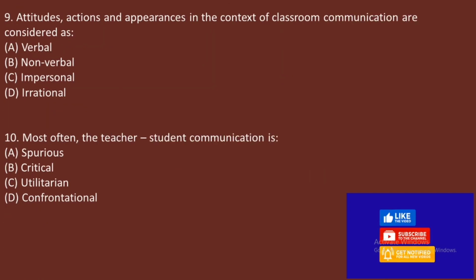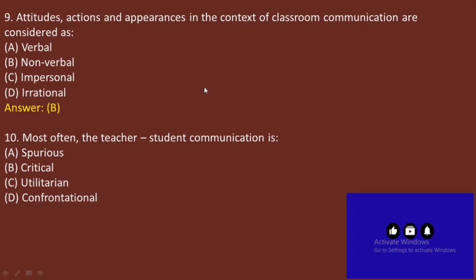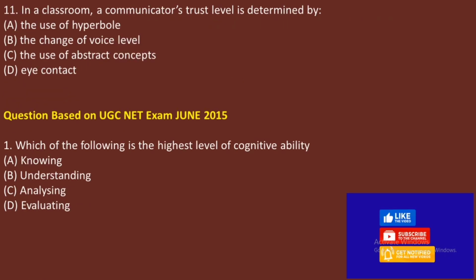Attitudes, actions, and appearances in the context of classroom communication are considered as verbal, non-verbal, impersonal, or relational. The answer is option B, that is non-verbal. And most often the teacher-student communication is spurious, critical, utilitarian, or confrontational. That is option C, the utilitarian. Okay. Let's move on to question number 11.